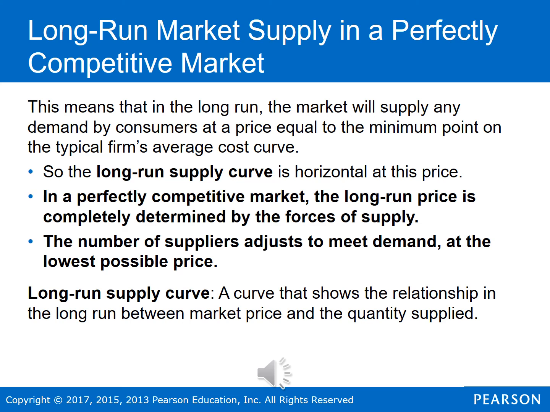Therefore, in the long run, the market will supply any demand by consumers at a price equal to the minimum point on the typical firm's average cost curve. So the long-run supply curve is going to be horizontal at this price. In a perfectly competitive market, the long-run price is completely determined by the forces of supply. The number of suppliers adjusts to meet demand at the lowest possible price. So the long-run supply curve is a curve that shows the relationship in the long run between the market price and the quantity supplied.